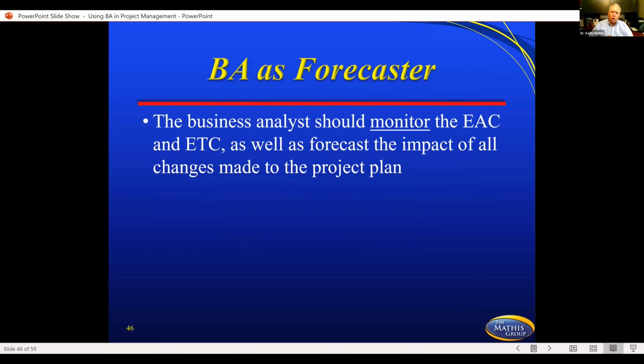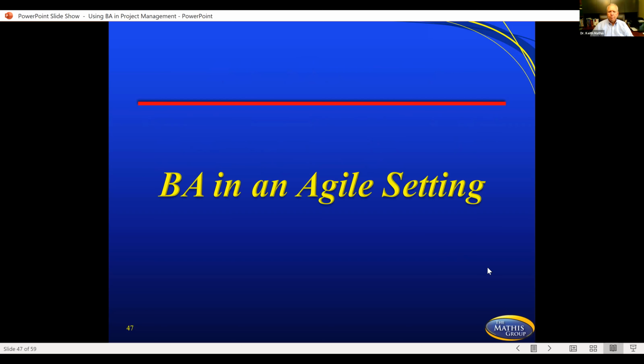If you're using the waterfall approach, you're doing that through EAC and ETC. Now you remember, EAC is estimate at completion, which is a forecast of what the final project will cost if performance and work continue the same. But ETC is estimate to complete. That's telling you how much more money you need to finish the project. But that forecasting, the analyst is doing continuously to see how the project is performing in these areas.